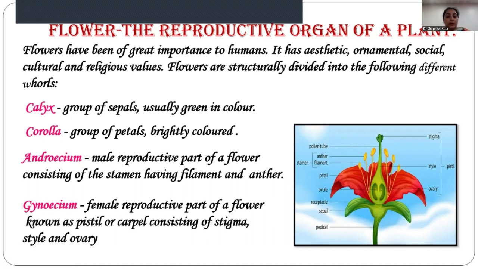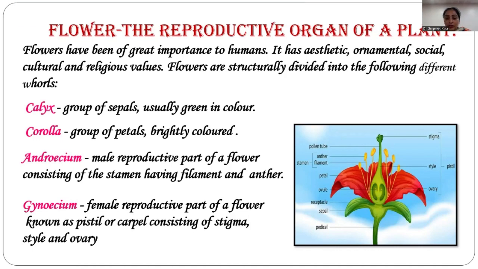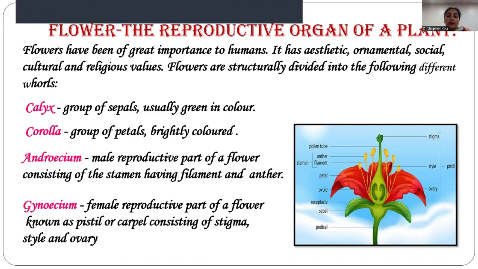Next one is the corolla, which is very brightly colored. It also has fragrance. Why does it have fragrance? Because it has to attract insects for pollination. Pollination is a must for reproduction, otherwise reproduction will not take place. Third one is the androecium and the fourth is the gynoecium. These are the whorls in a flower. Androecium is the male reproductive part of a flower, which consists of stamen having anther and filament, and the gynoecium is the female reproductive part, which consists of the pistil or the carpel having three parts, that is stigma, style, and ovary.